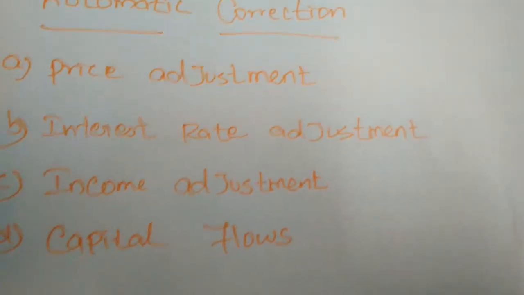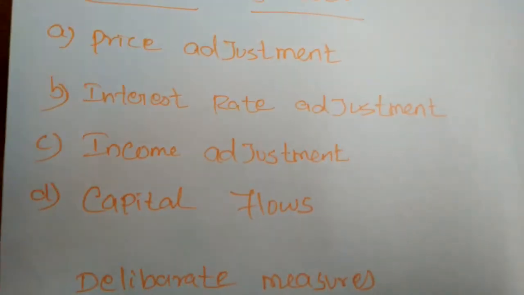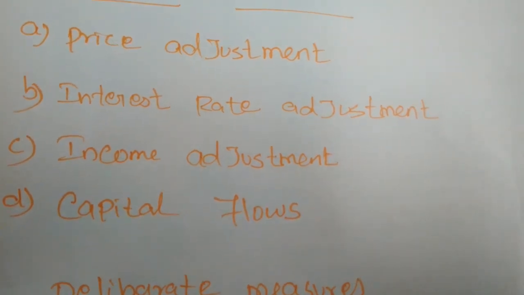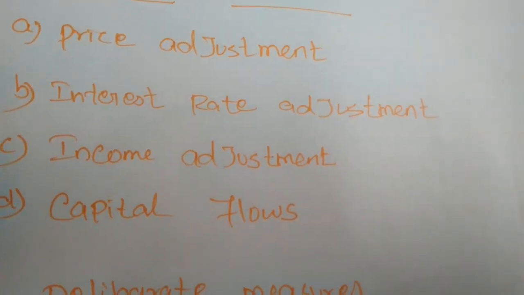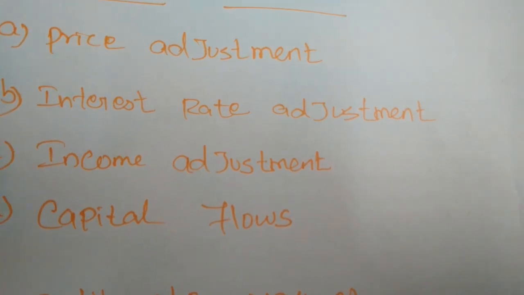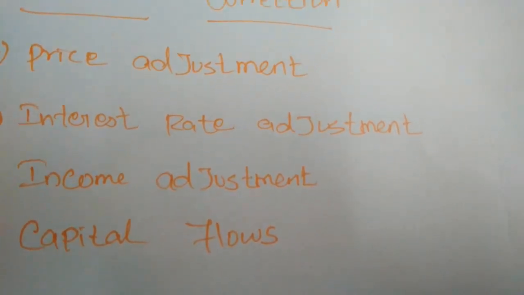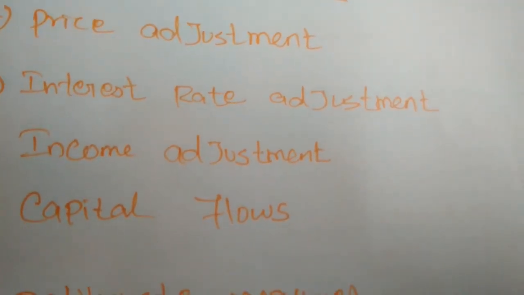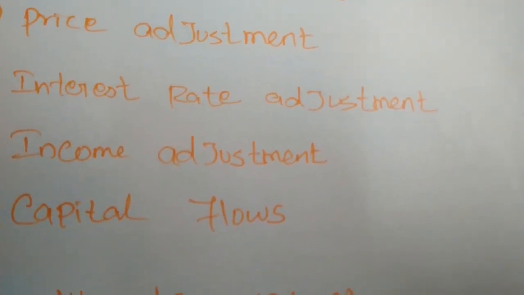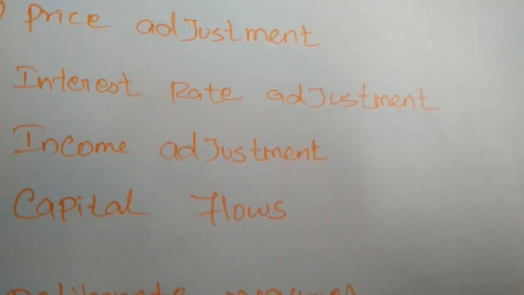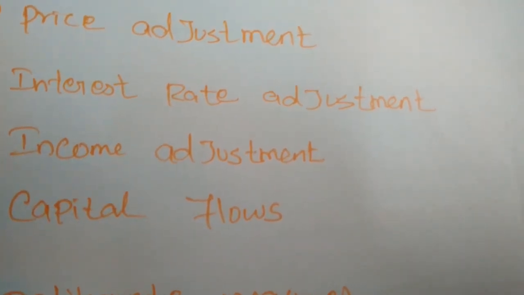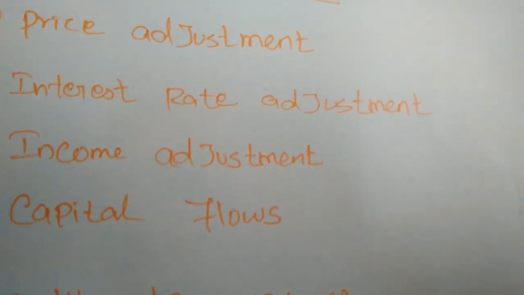Next, interest rate adjustment. This is also one of the price adjustments. The contraction or expansion of money supply resulting from the balance of payment deficit or surplus leads to a rise or fall in the interest rate. A rise in interest rate in the deficit country will encourage investors to withdraw their funds from abroad and invest in their home country. The opposite happens in the surplus country.